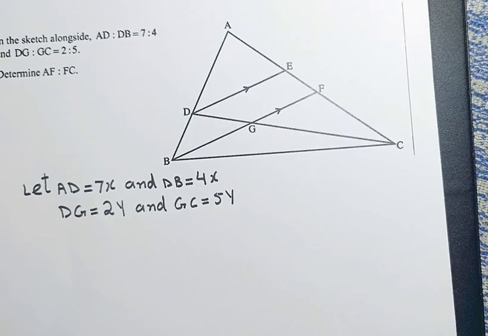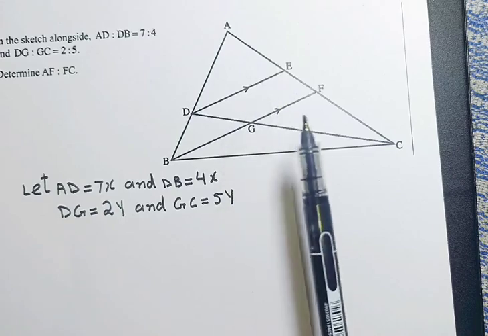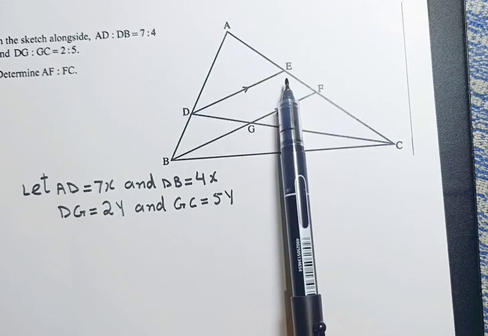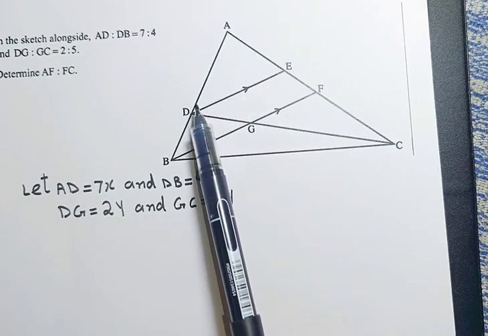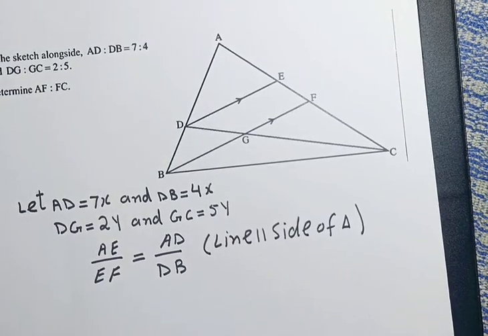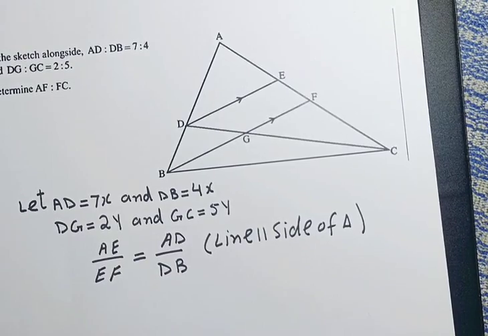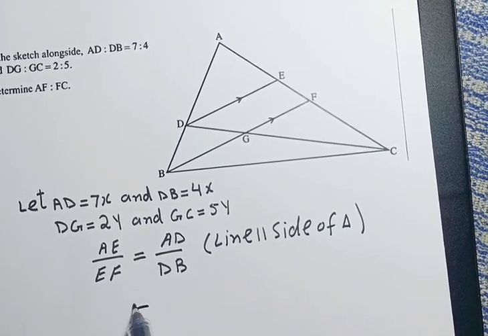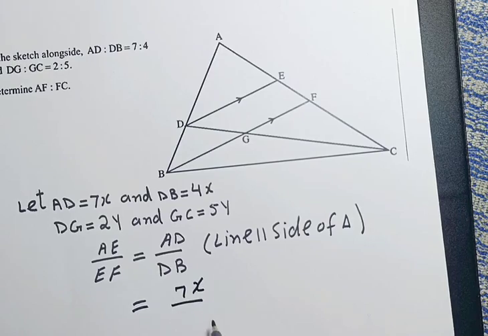Remember, you can choose any combination you like as long as on the other side you match it. So AE over EF, so the AD over DB. The reason is line parallel to side of triangle. I apply the proportionality theorem here, so I have to give the reason: line parallel to side of triangle. And AD over DB is equal to, AD is 7x and DB is 4x. Remember, AD 7x, DB 4x.